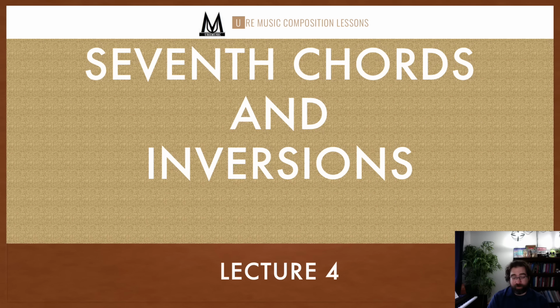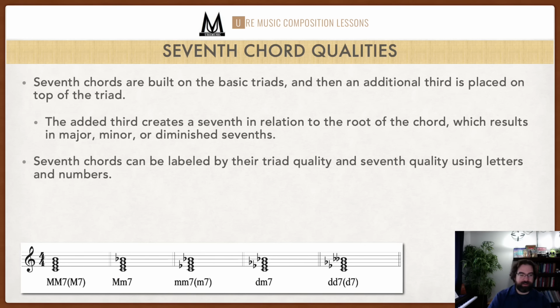Okay, so at this point, hopefully you understand the concept of inversions, you understand the concept of triads. Triads have 3 notes, 7th chords have 4. And they're generally going to be tertian, which means they are stacked in thirds. So let's get into this. You've got a few different 7th chord qualities that are commonly used in the classical period.